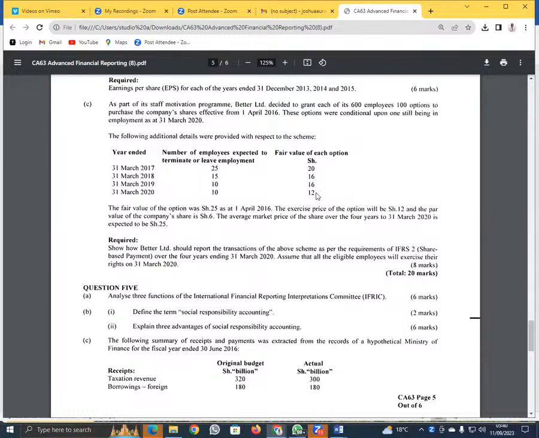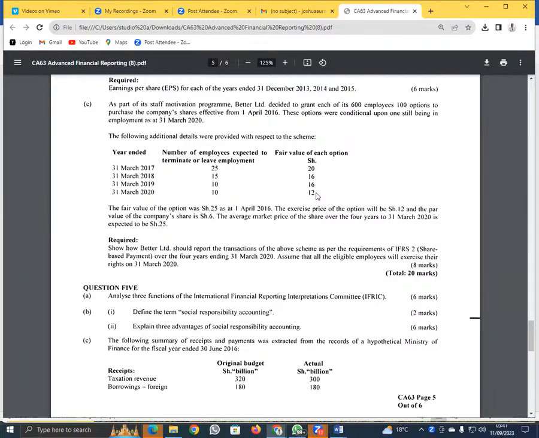But what I need to know is what type of share-based payment is this? Is it cash settled or equity settled? If I'm told that these employees will be given share options at the end of the day, then I know that this is equity settled. And if it's equity settled, then I will stick with the fair value as at the grant date, right to the end.